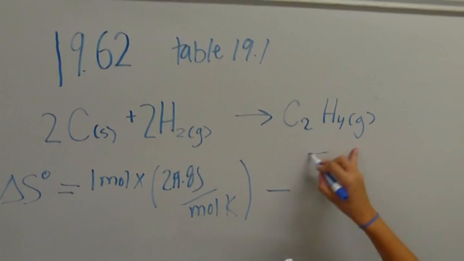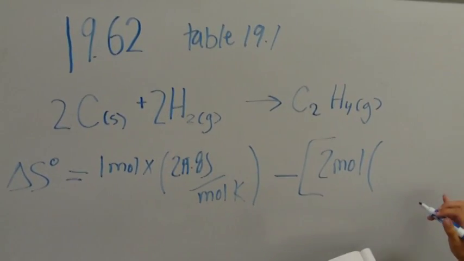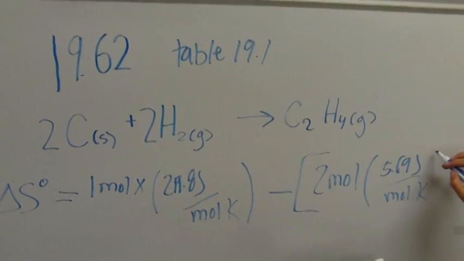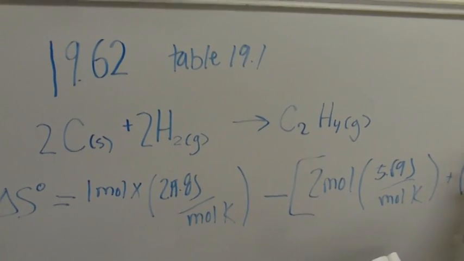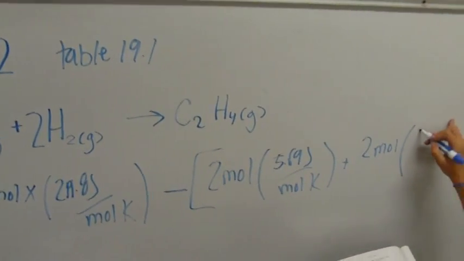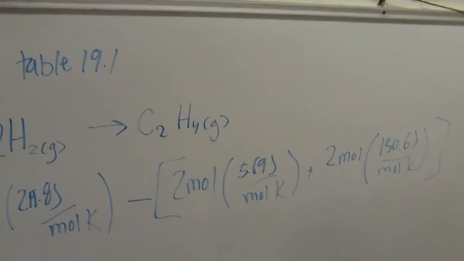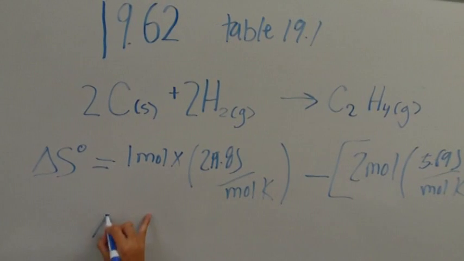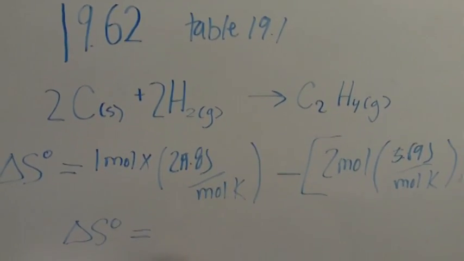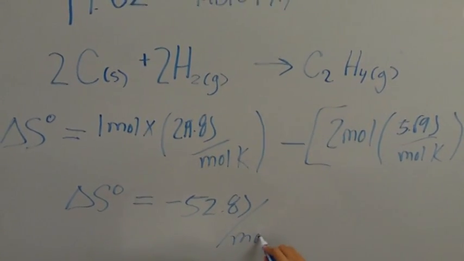and then minus our reactants, which are going to be 2 moles times 5.69 joules per mole Kelvin plus 2 moles times 130.6 joules per mole Kelvin. So you put that all in the calculator, and we get our delta S for this equaling negative 52.8 joules per mole Kelvin.